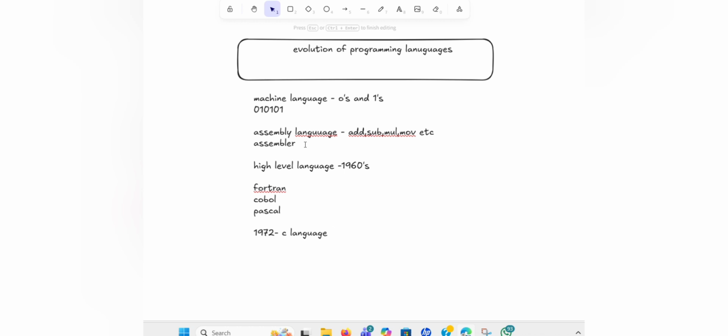Although Fortran and COBOL were useful, programmers wanted a language that could interact closely with the hardware. So this led to the development of the C language around 1972. C language was introduced by the famous scientist Dennis Ritchie. It became the fundamental language and the mother of all programming languages, because many modern languages are inspired by C only, for example C++, Java, and many other languages.